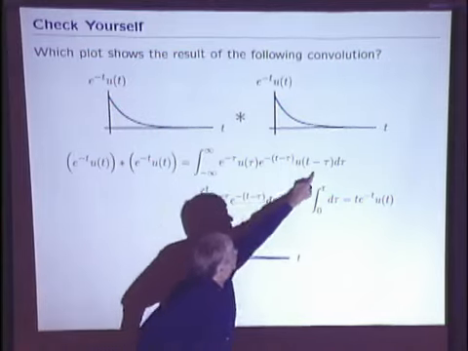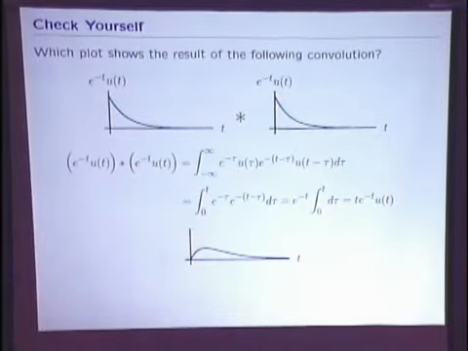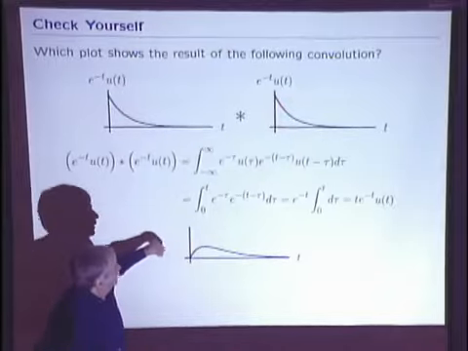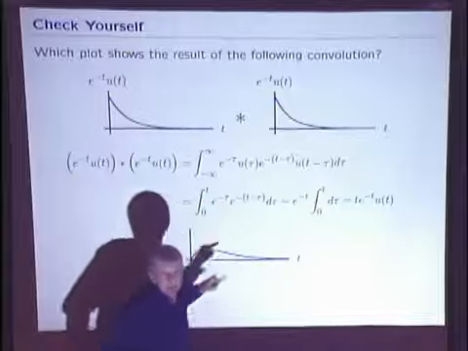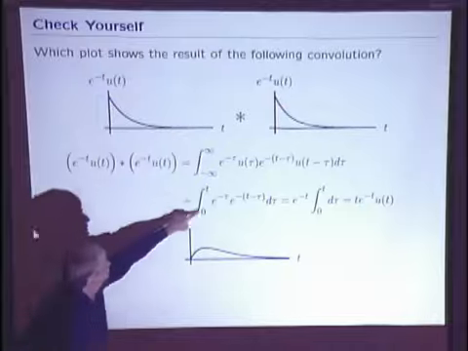Recognize that the u's cut off parts of the integral. This u is 1 only if t is bigger than 0. So that lops off the t less than 0 part. This lops off the part bigger than t. So that leaves the integral 0 to t.